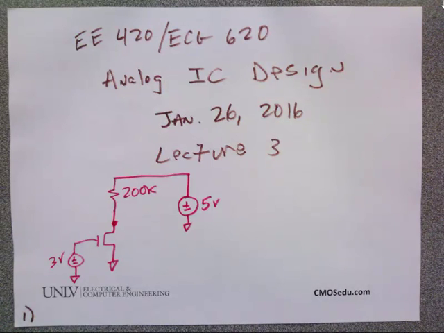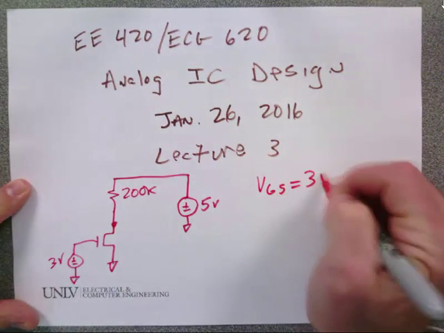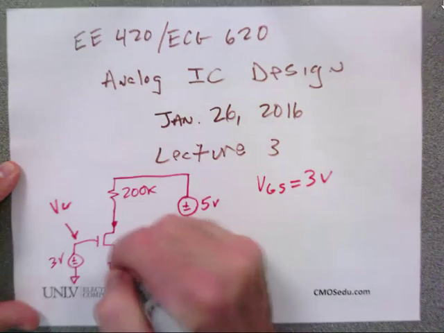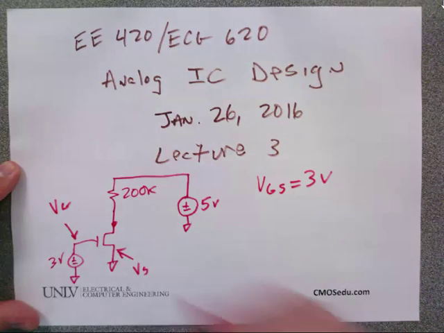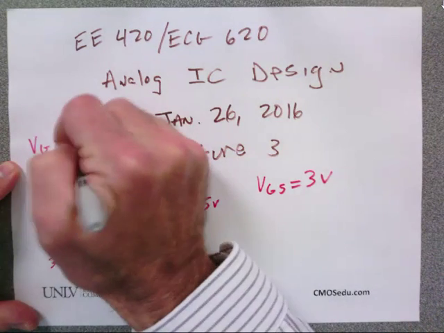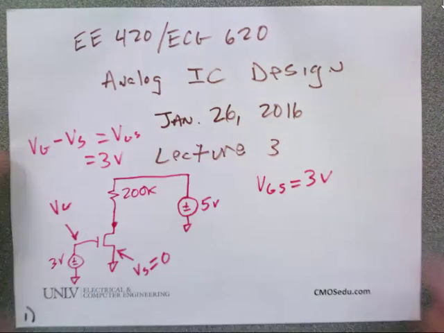This is what we covered last time. So let me ask, what is VGS? Anybody not see VGS is 3 volts? Again, I just asked you that voltage. V gate, V source is what? Right? So what is VG minus VS equal to? Anybody not see that?